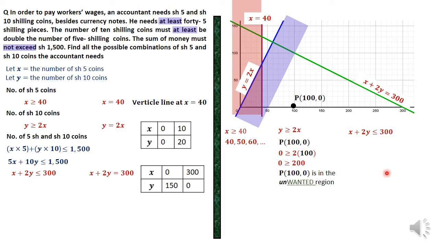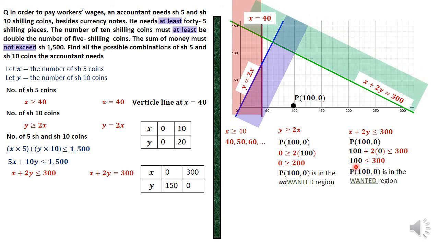Similarly, we move on to x plus 2y is less than or equal to 300. We test again using the point P(100, 0), putting x and y to be 100 and 0 respectively. On that particular inequality, we get 100 is less than or equal to 300. This is mathematically sensible, and that means that point P(100, 0) is in the wanted region. So we don't want the other side, and we shade it away that way. We want the wanted region, which is the side where P is, and therefore the combination of 5 and 10 shilling coins falls within this small triangle.